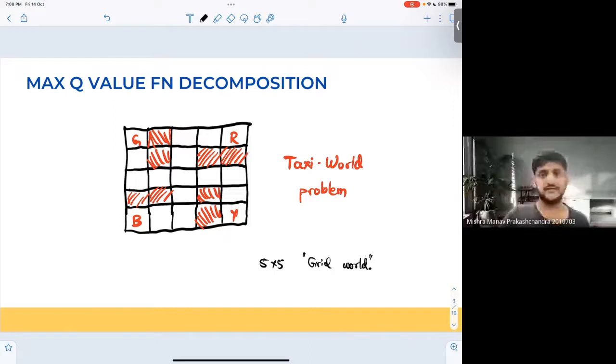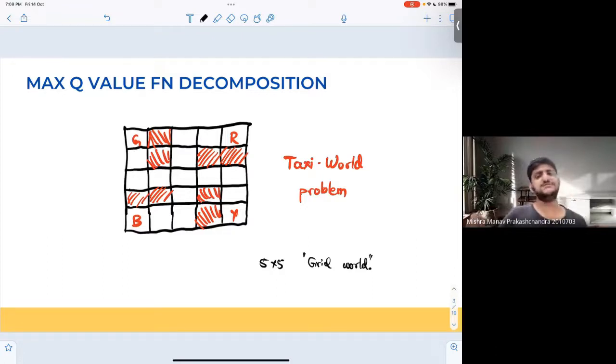This taxi problem is basically a 5x5 grid world problem. It has four locations where the passengers pop up at random at different time instances, and they have to be picked up at one of these four locations and dropped off at one of the other three locations. So the taxi at each time instance needs to navigate and pick up the passengers from the correct location.